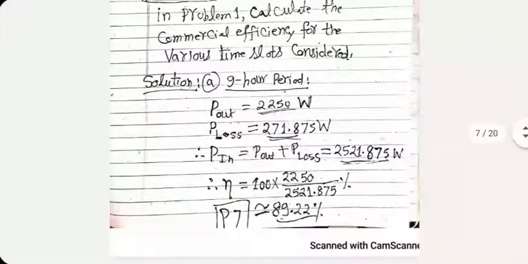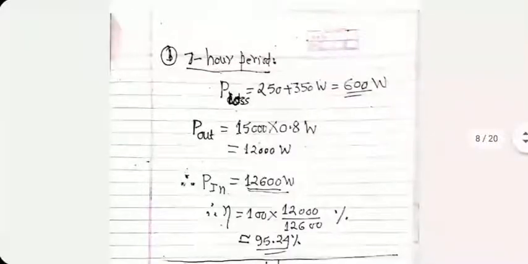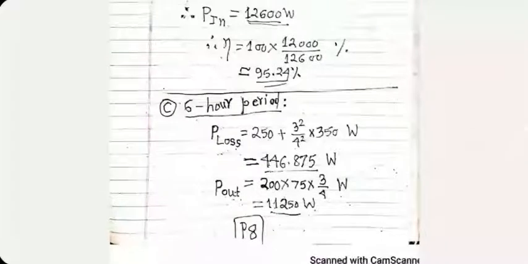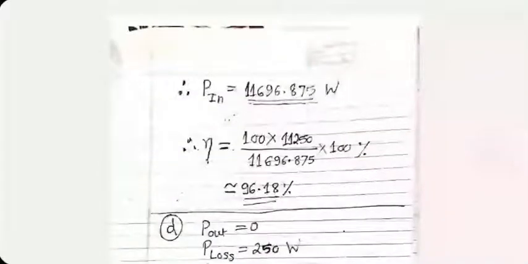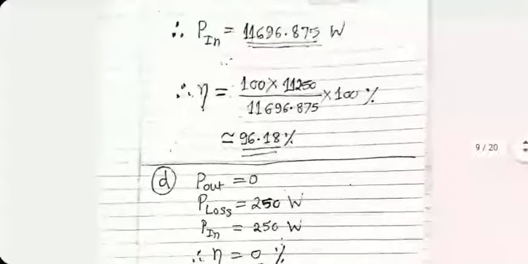Okay, fine. In the second period, you repeat the calculations with the new numbers. The number turns out to be 95.24% in the 7-hour period. It's a variable number, obviously. And in the third case, it turns out to be 96.18%. And in the fourth case, it is 0 for sure. There's no output. Just out of curiosity, I did these calculations. Okay. Now, next one.